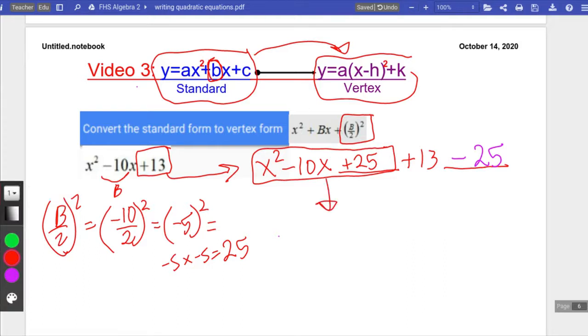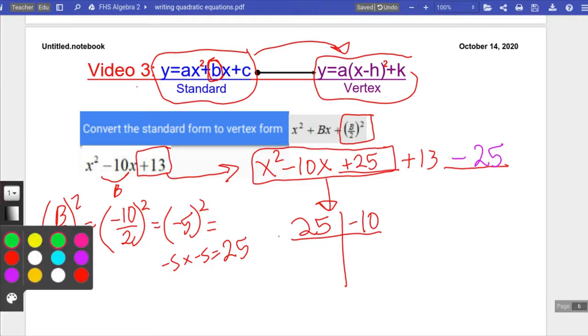To factor that, the last number is the C. I'm trying to figure out what two numbers multiply to 25 but add up to negative 10. In my mind, I'm already thinking about 5 and 5. But to get negative 10, I have to use negative 5 and negative 5. Negative 5 times negative 5 gives 25. Check. Negative 5 plus negative 5 gives negative 10. Check.